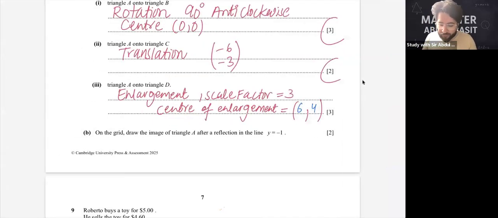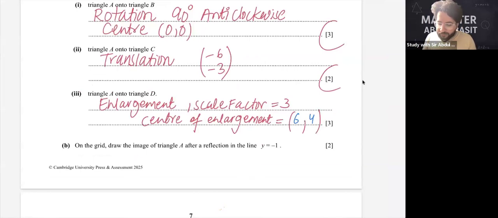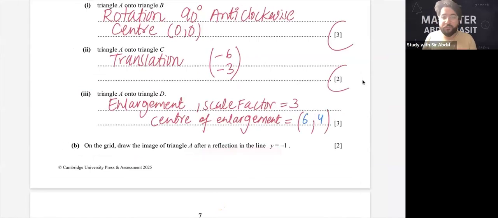Okay. On the grid, draw the image of triangle A after the reflection in the line y equals 1. If it is y equals a constant, it is a horizontal line. If it is x equals a constant, it is a vertical line. So y equals -1. Let's draw the line as well.